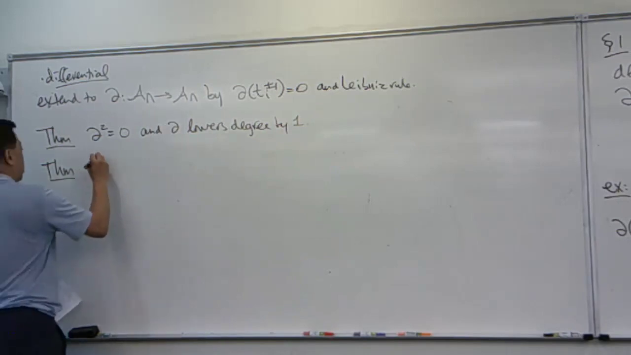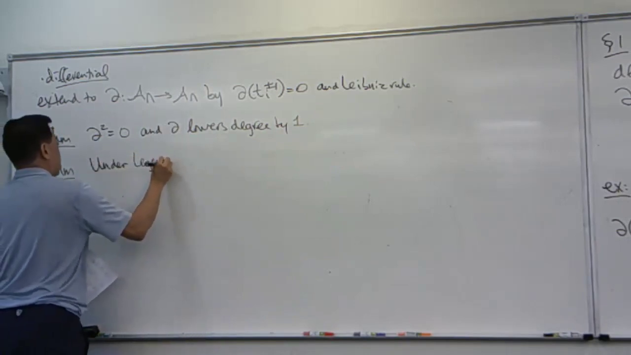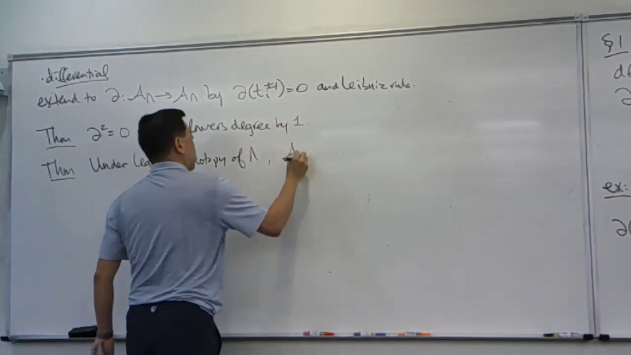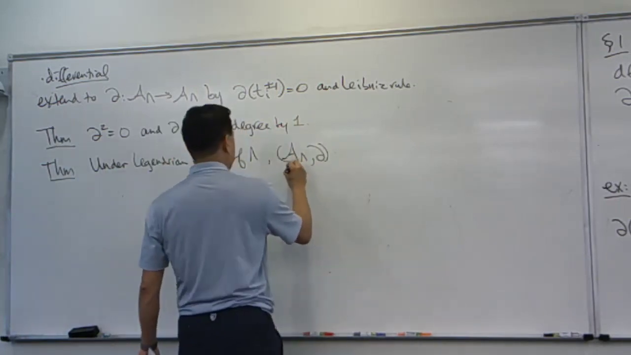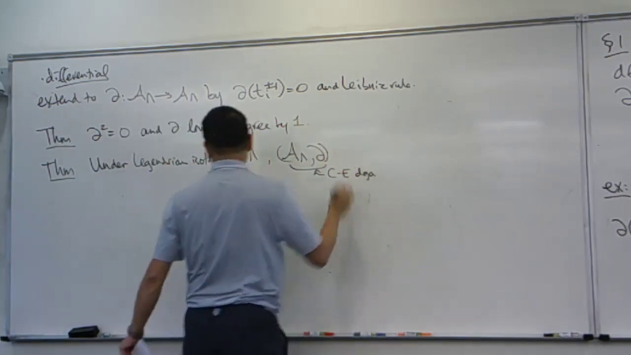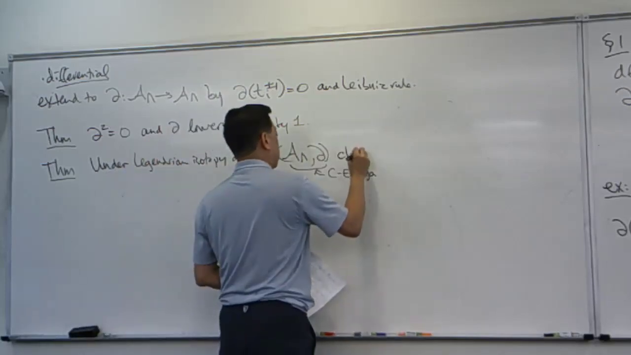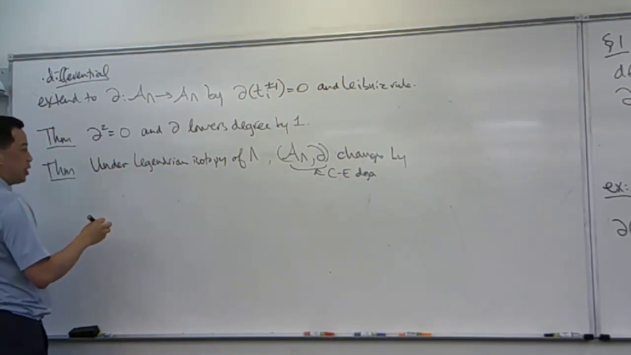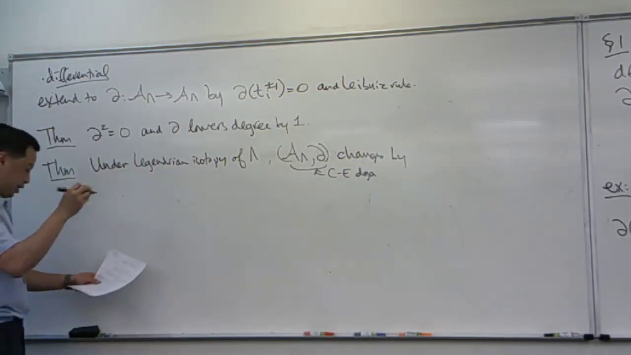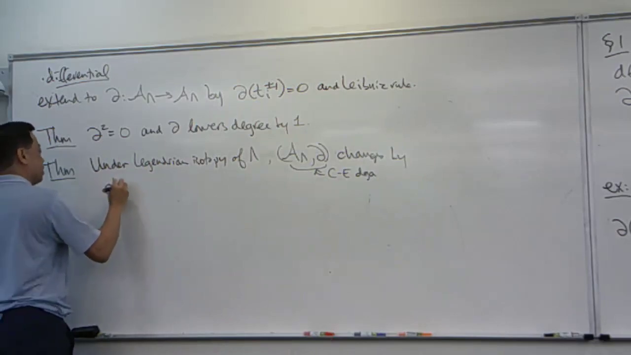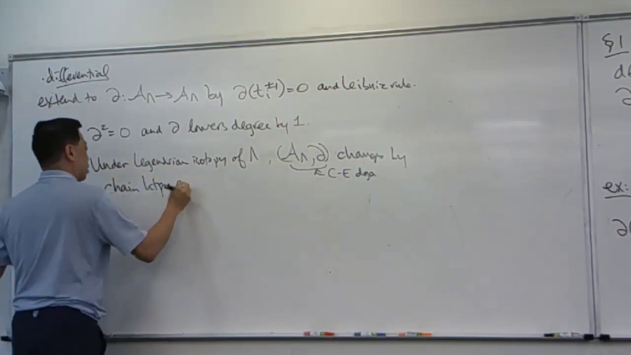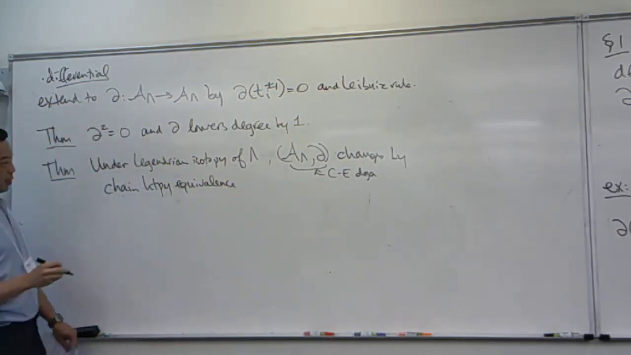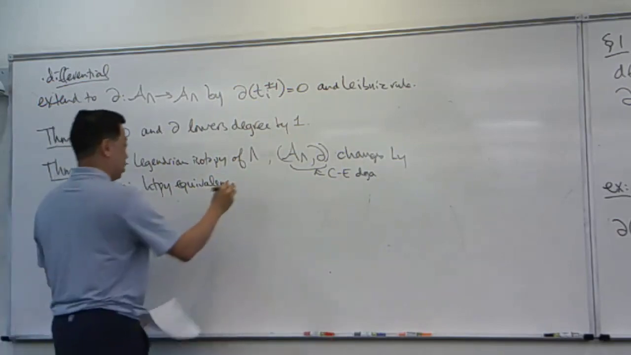The second result is that under Legendrian isotopy of lambda, this thing, which I guess I never actually said is the Chekanov algebra, changes by what Chekanov calls stable tame isomorphism. To avoid defining that, I'll just say by chain homotopy equivalence. It's actually something more specific than this. You get some sort of chain complex, but its chain homotopy type is invariant under Legendrian isotopy type.